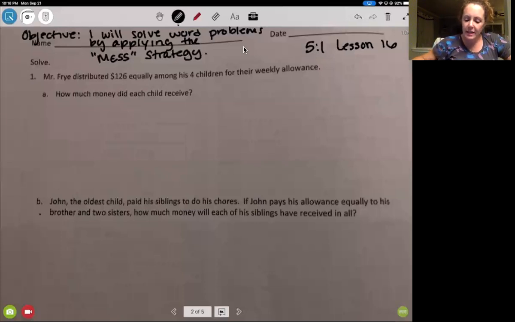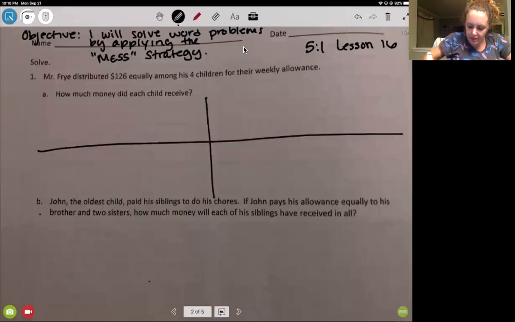Our objective today is I'll solve word problems by applying the MESS strategy. So I'm going to go ahead and make my 4 quadrants and put my MESS.